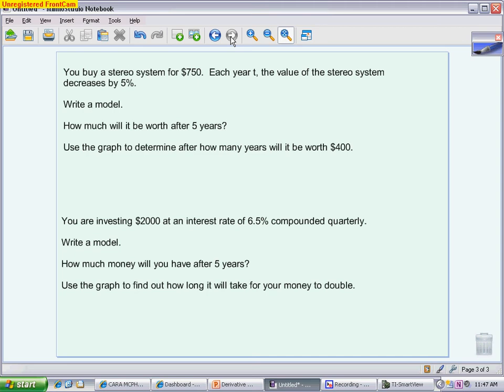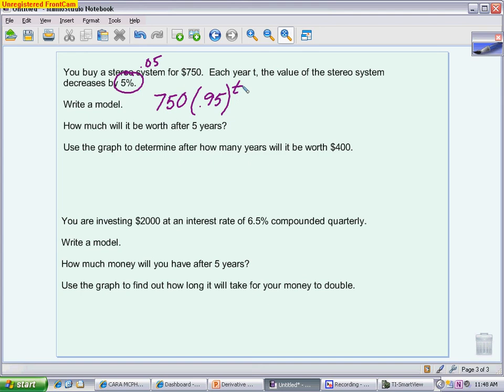So the first thing I need to do is write a model. So my model will be the initial amount, which is $750, times 1 minus 5%. Remember, you need to think of that as 0.05, or you can write it as just 0.95 when you subtract, to the t power. Or if you write to the x power, that's fine. A lot of times we'll use t, though, because we're representing time.